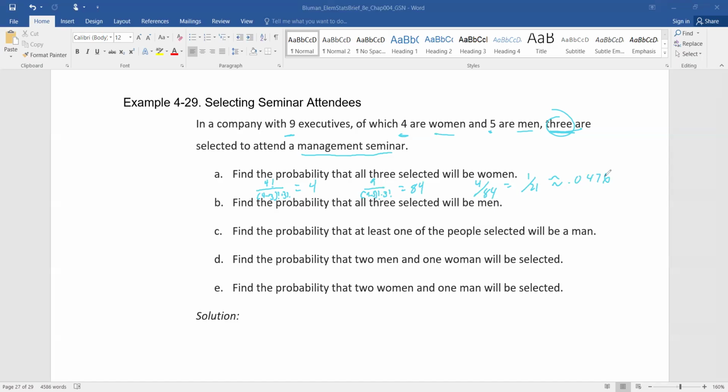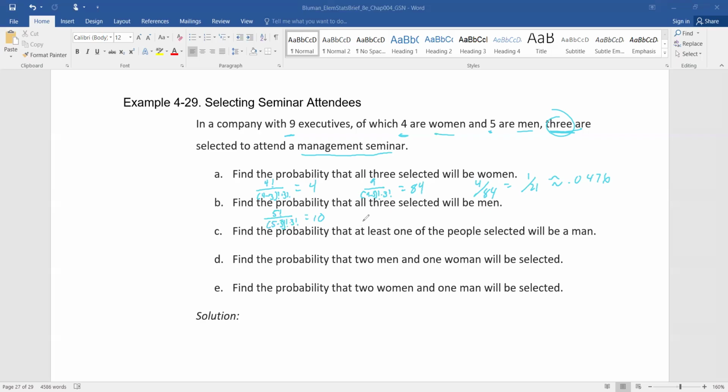Part B says find the probability that all three selected will be men. So the only thing now I've got to do differently is there's now 5 men, so that's 5 factorial over 5 minus 3 men can be selected times 3 factorial. So again, that would be 2. So that would be 5 times 4, which is 20, divided by 2, that should be 10 ways. So we get 10 ways to choose 3 men.